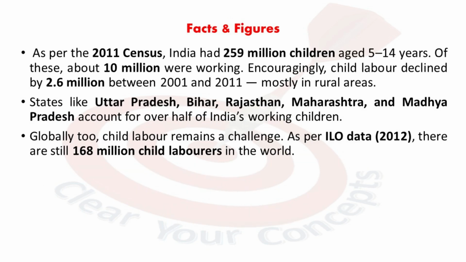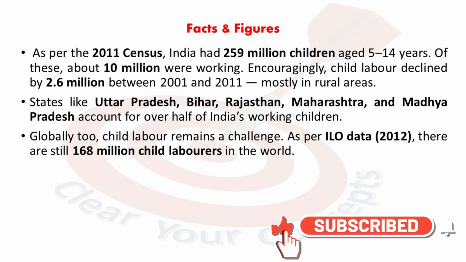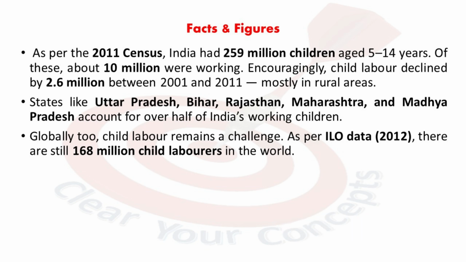Let's look at some figures. As per the 2011 census, India had 259 million children aged 5 to 14 years. Of these, about 10 million were working. Encouragingly, child labour declined by 2.6 million between 2001 and 2011, mostly in rural areas. But the worrying part is that child labour in urban areas increased, reflecting rising demand for cheap domestic or menial work. States like Uttar Pradesh, Bihar, Rajasthan, Maharashtra, and Madhya Pradesh account for over half of India's working children.